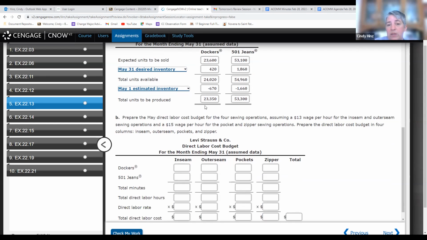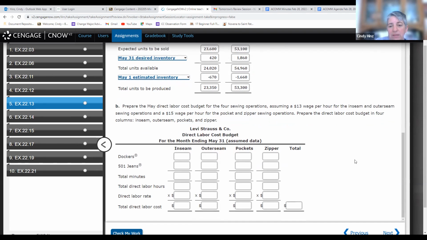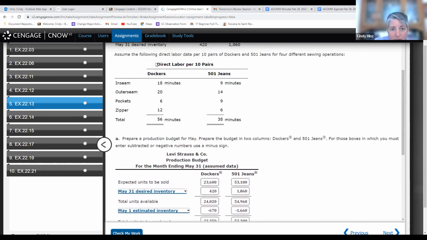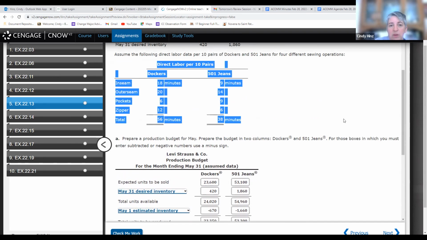But once we know how many units we need to produce, we can go ahead to prepare the next parts of the operating budget, which are the direct materials, direct labor, and factory overhead. So what we have for the last part of this exercise is the direct labor budget. And we are given right here how much direct labor is required for 10 pairs of pants.